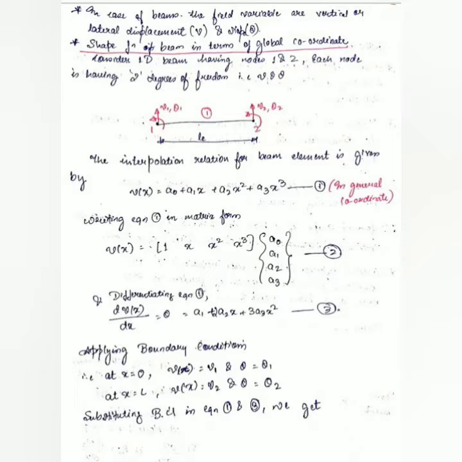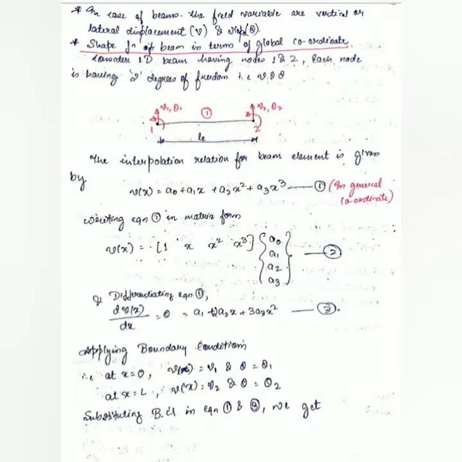So here the interpolation relation for this beam element is given by V of x equals a0 plus a1x plus a2x square plus a3x cube. So this is equation number 1. You know how to write this by using Pascal's triangle. We already discussed that.